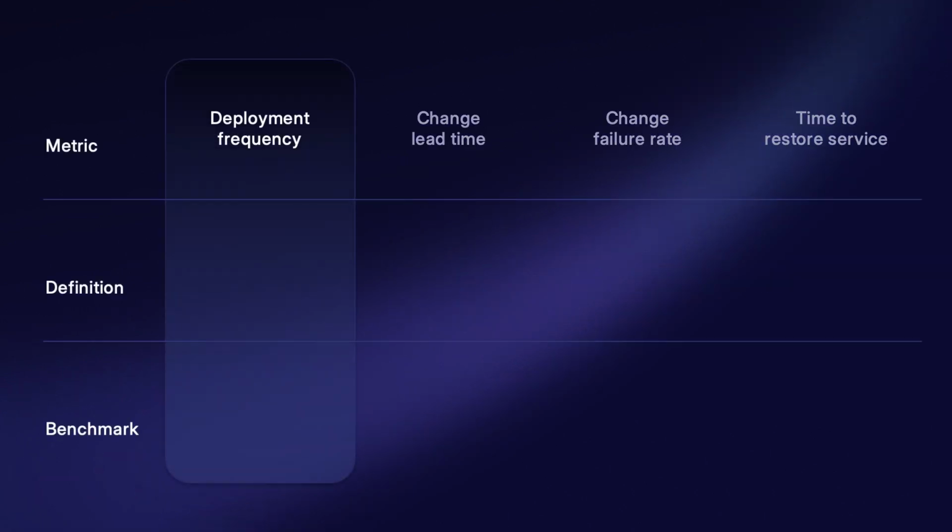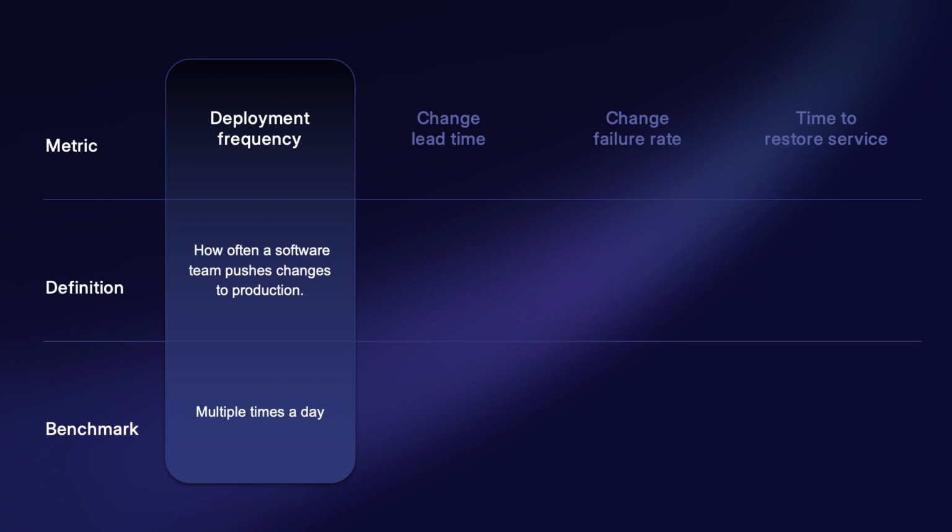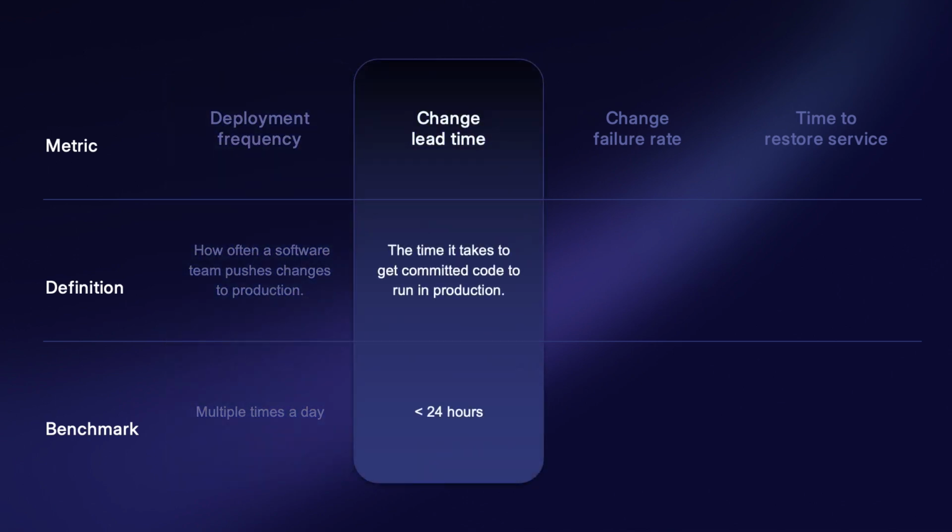First, deployment frequency measures how often your software team pushes changes to production. If you're not deploying on a daily basis, that's something to examine more closely. Next is change lead time, the duration between code commit and production deployment. When lead times stretch to multiple days, it's worth investigating why.